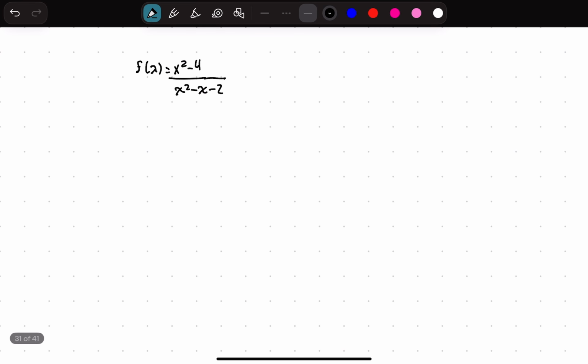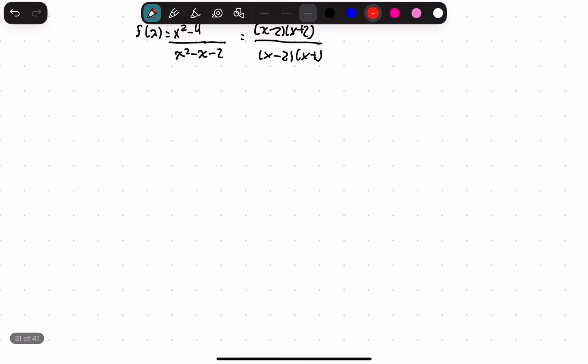So we have the function f of x is equal to (x squared minus 4) divided by (x squared minus x minus 2). So how are we going to tackle this? Well, we have to start by factoring. So we get (x minus 2)(x plus 2) over (x minus 2)(x plus 1). And then we can cancel out the common factor of x minus 2.